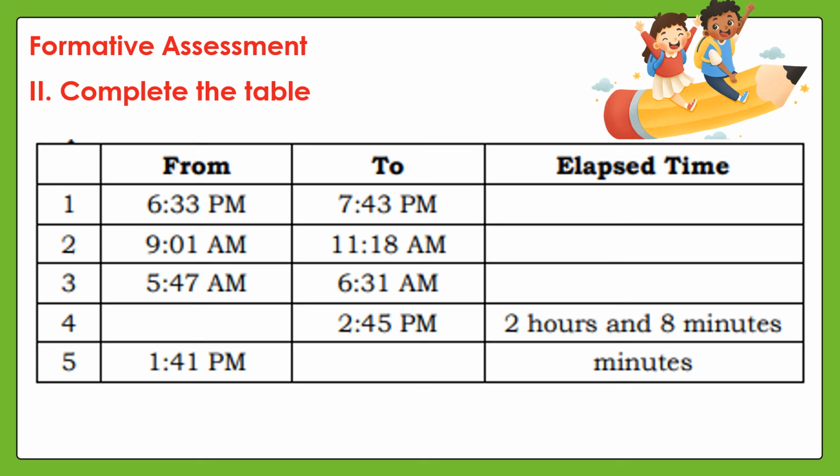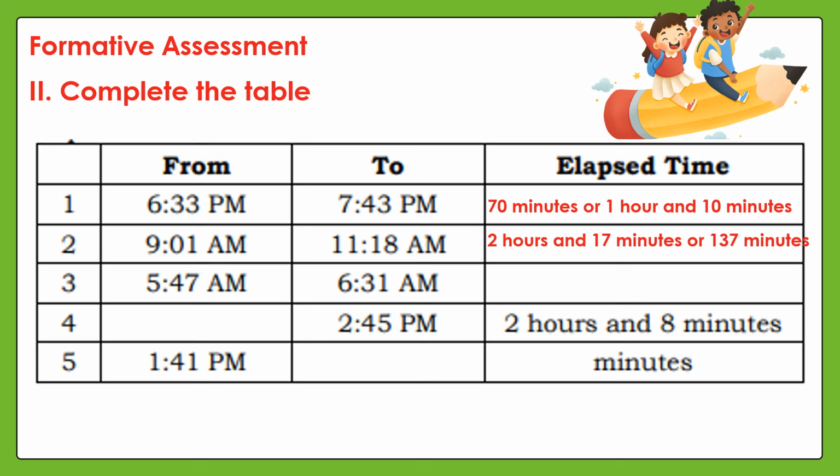Let's complete the table. Number 1, from 6:33 p.m. to 7:43 p.m., the elapsed time is 70 minutes or 1 hour and 10 minutes. Number 2, 9:01 a.m. to 11:18 a.m., the elapsed time is 2 hours and 17 minutes or 137 minutes. Number 3, 5:47 a.m. to 6:31 a.m., the elapsed time is 44 minutes.